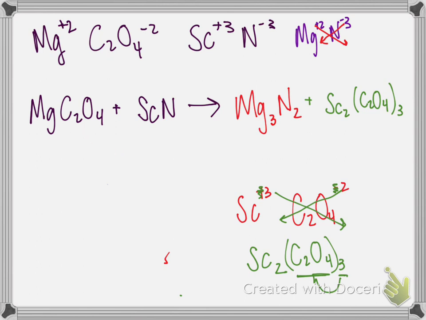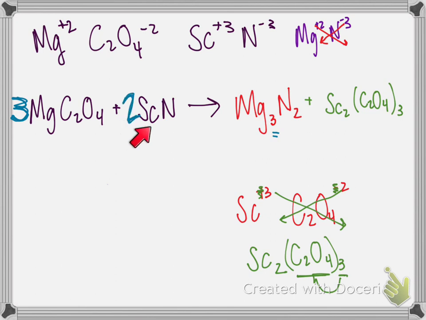Let's try to balance. I'm going to look right over here, and I see 3 magnesium. So the first thing I'm going to do is put a 3. That balanced my magnesiums, but what did it do to C2O4? It made it 3, which we already have 3 over here. So then I'm going to slide my eye to scandium. I have 2, but on the left-hand side, how many do I have? Only 1, so I need to put a 2 there.